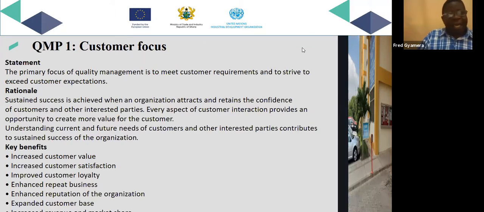The difficulty here is that sometimes the expectations are not written. They are perceived. But as a good supplier or vendor or business operator, you should be able to decipher these expectations and needs. The rationale here is that you want to sustain success. So it's not a one-time thing.